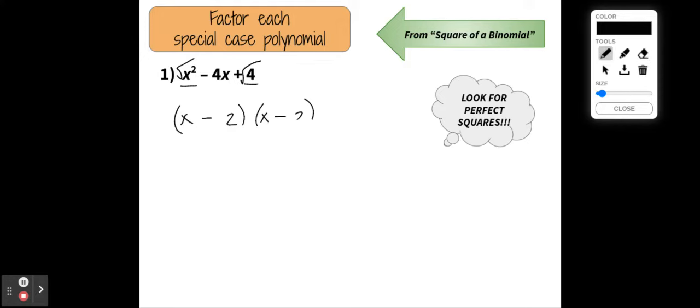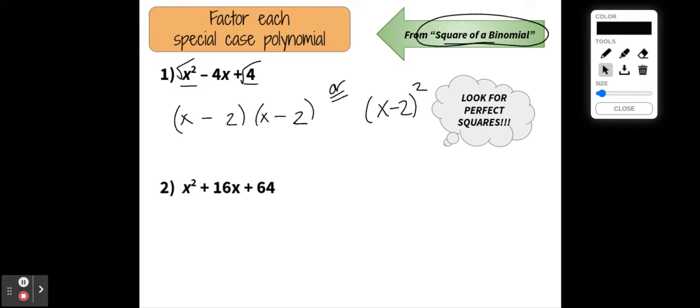Now I could always FOIL and I could check my work. That's always something that I could do. In fact, I recommend doing that. But just for the video here, I'm just going to go with this. Now I could write my answer like this, or I could write my answer as x minus 2 squared, because remember, this comes from square of a binomial. So the answer could be written in either form.